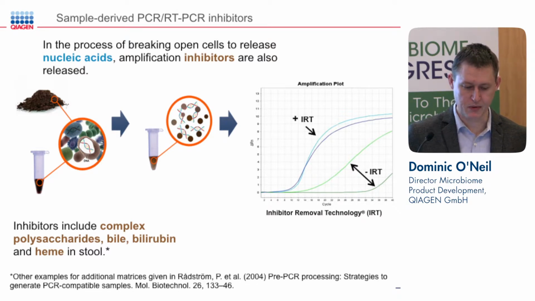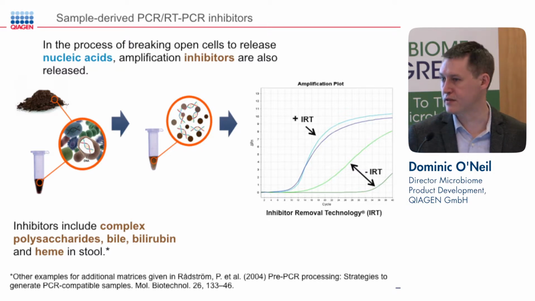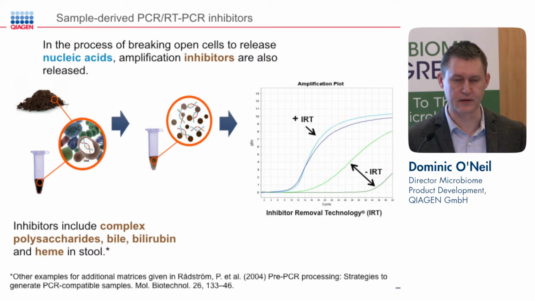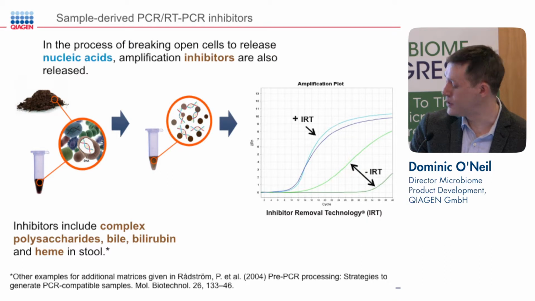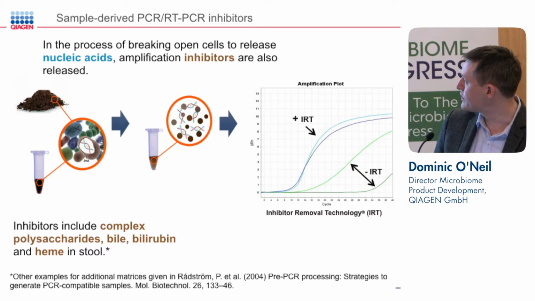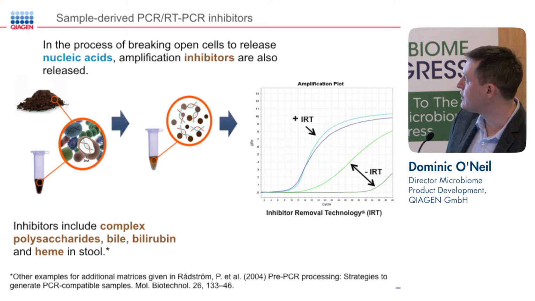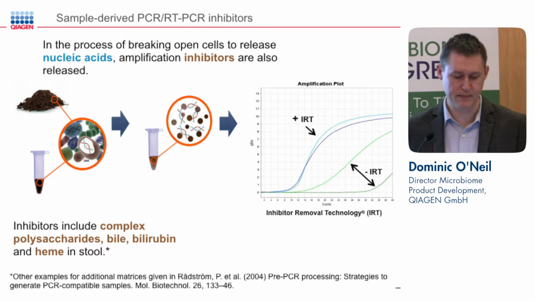The major problem with them is that some of these complex things, in the case of stool, polysaccharides, bile, bilirubin, and heme are the most important inhibitors. The problem is that even when you have what looks like a very clean extraction, you can still get a result like this. In this case, what we're looking at is extraction from stool samples run in duplicate. So it's the same sample run 4 times, 2 of them with the IRT, the inhibitor removal technology from Qiagen, and 2 without, but all other steps were the same.